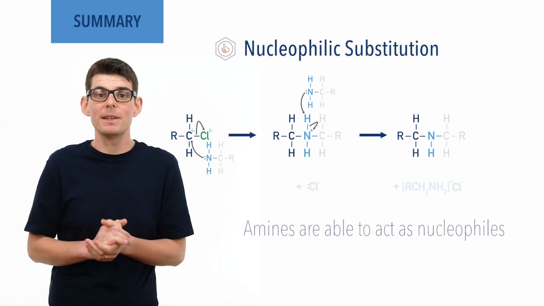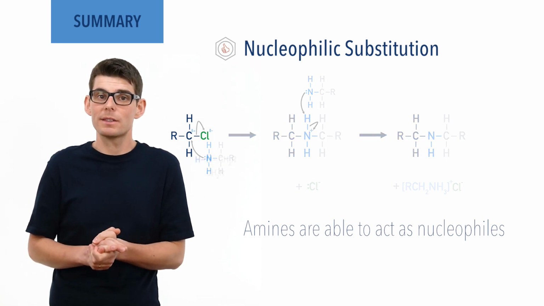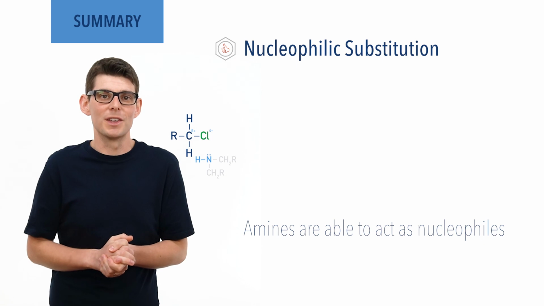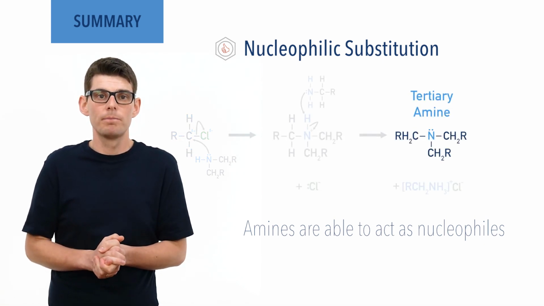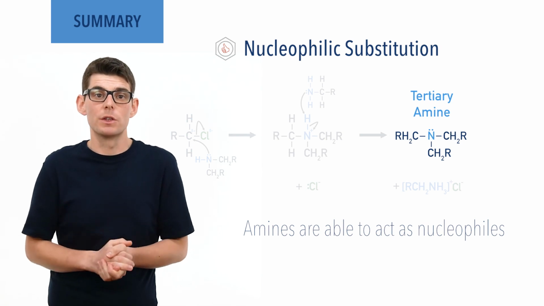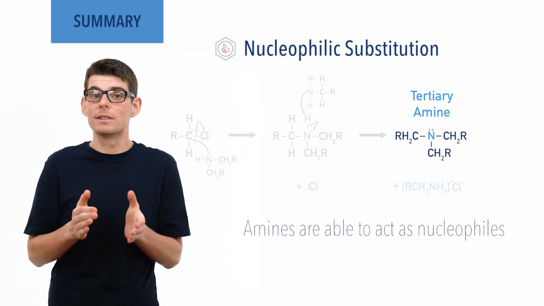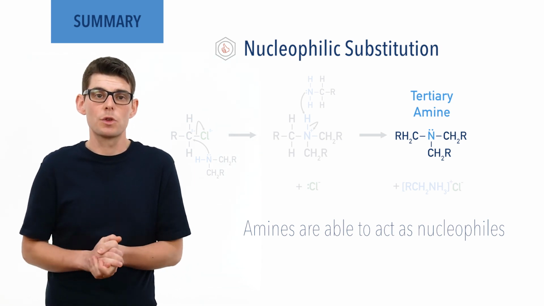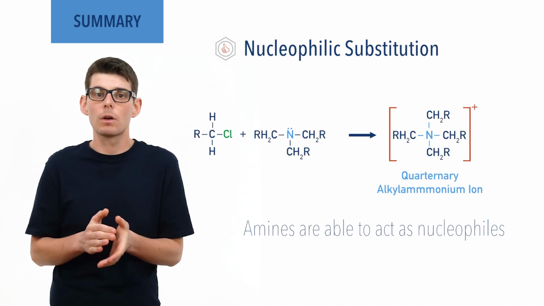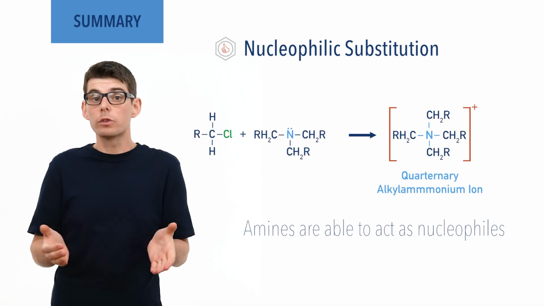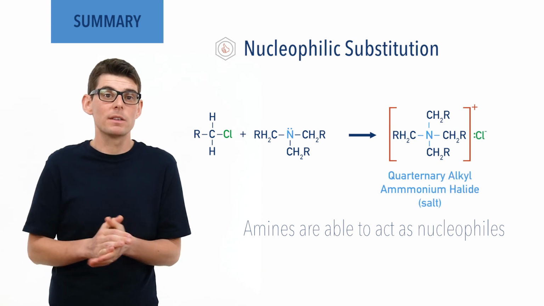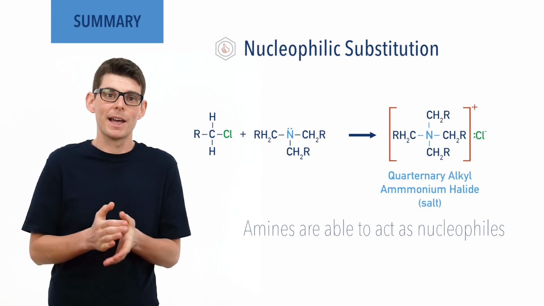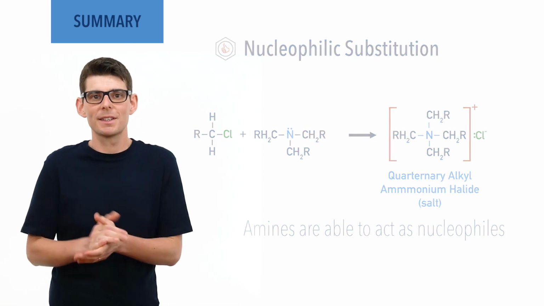A secondary amine is then able to act as a nucleophile itself with any more leftover halogenoalkane molecules, and tertiary amines can be formed. If there is an excess of halogenoalkane, a tertiary amine is then able to undergo further substitution and form a quaternary alkyl ammonium ion, ultimately forming a quaternary alkyl ammonium halide salt as it pairs up with halide ions released by the halogenoalkane as it reacts.